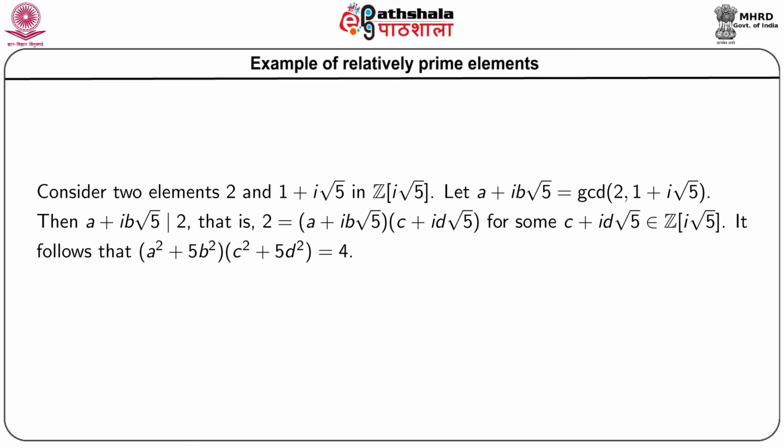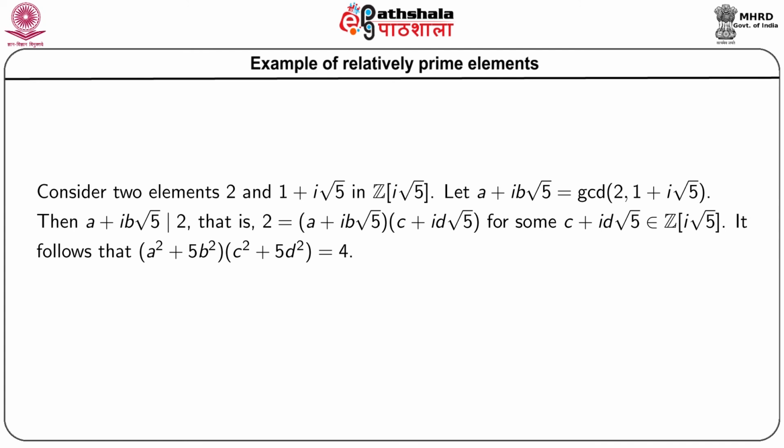We show that the GCD of 2 and 1 plus i root 5 is a unit. For this, recall that in the ring Z[i root 5] there are only two units, 1 and minus 1. Now, assume that a plus i b root 5 is a GCD of 2, 1 plus i root 5. Then a plus i b root 5 divides 2, that is 2 equals a plus i b root 5 into c plus i d root 5 for some c plus i d root 5 in Z[i root 5]. Similarly, as before, it follows that a square plus 5b square into c square plus 5d square equals 2 into 2, that is 4.